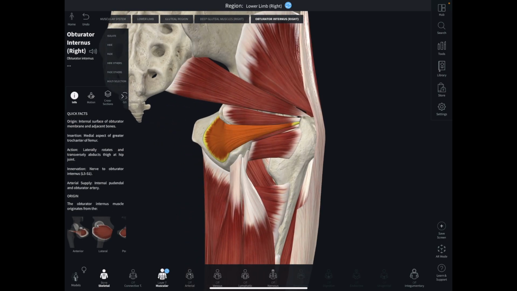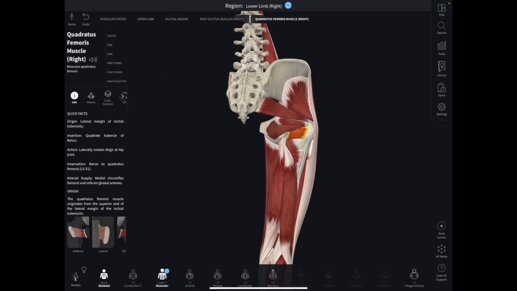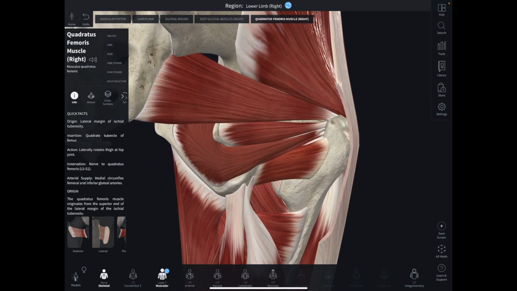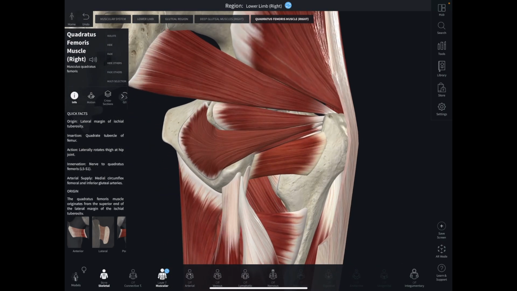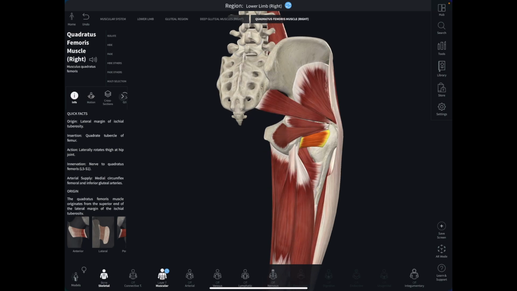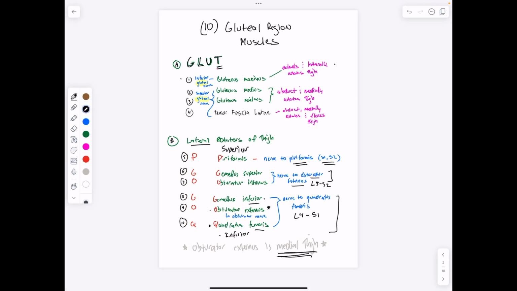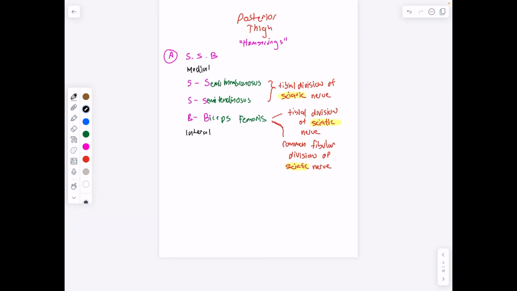Okay, and then we have our Q, and our Q is quadratus femoris, right? So, based on their attachments, you can see that if this were to contract, we would have lateral rotation of the hip. And so lateral rotators, lateral rotator of the thigh, is what this does. All right, then we have our posterior thigh, which is our hamstrings. Fortunately, there's only 3 muscles, and remember it with SSB. Don't have a great way of memorizing other than that, but this goes from medial to lateral.